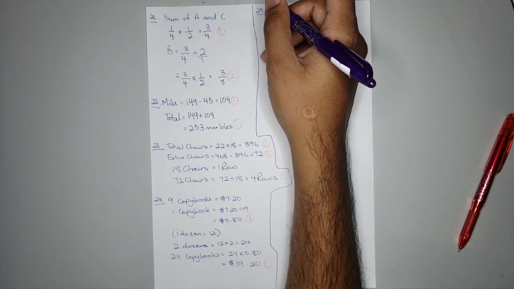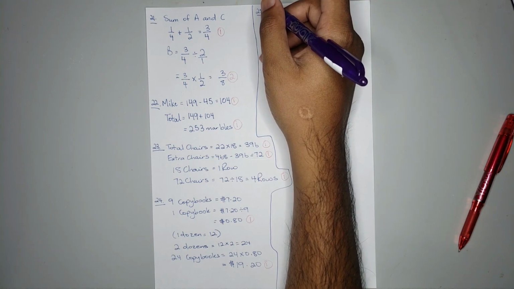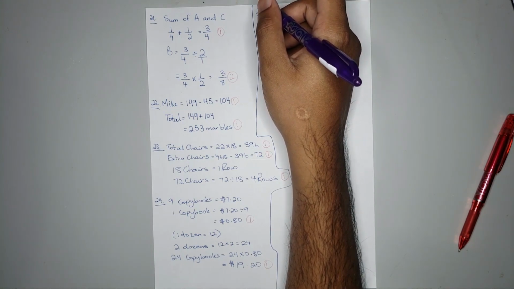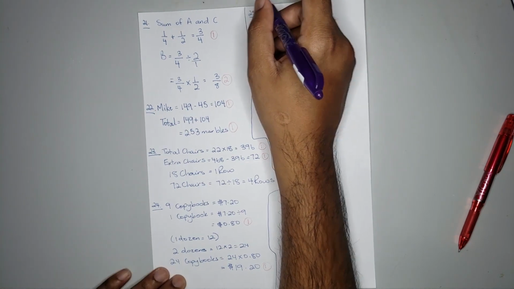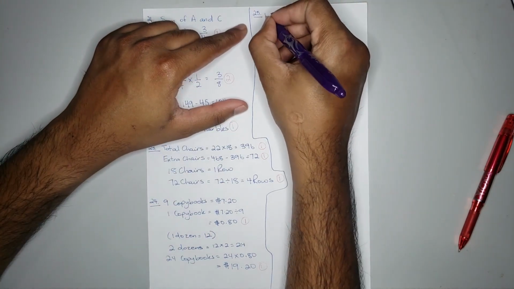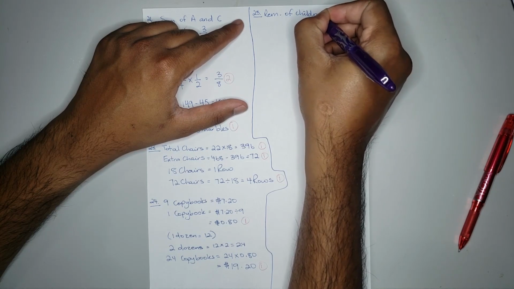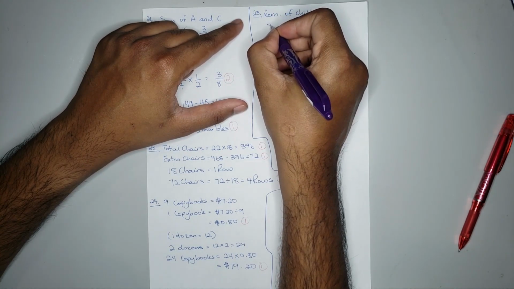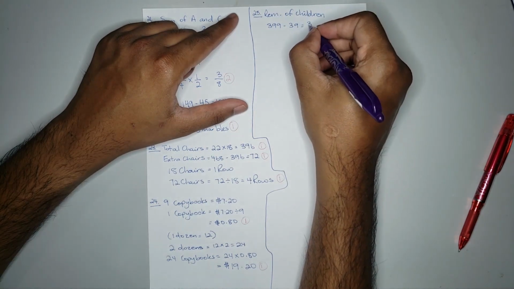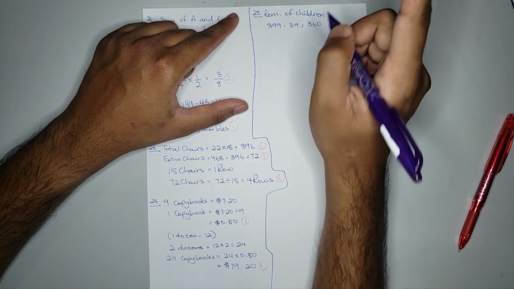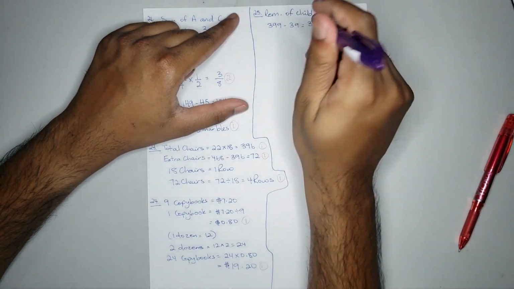Right. So what we need to do is to calculate first the amount of children that remained after the 39 girls left. So the remainder of children will be equal to the total, which is 399, take away the 39, which is equal to 360 children. So now after the 39 girls had left at midday, 360 students remained.